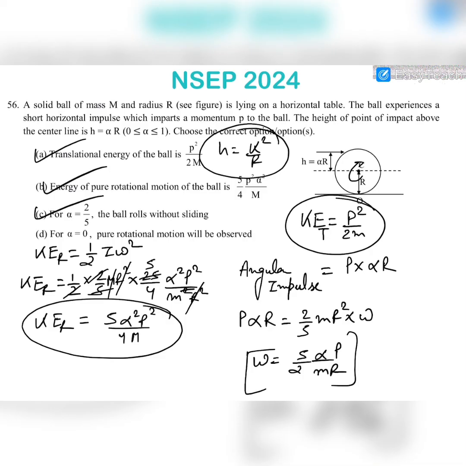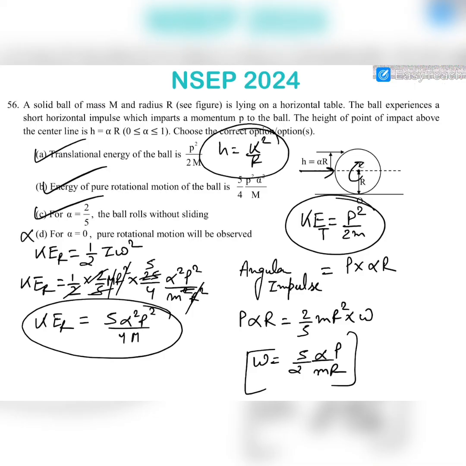And if alpha is 0, then pure rotational motion will be observed? You can see that if alpha is 0, then you are applying this impulse on this line. So if impulse is applied on this line, then there will be no angular impulse produced about the center, or no torque is produced about the center. Therefore, it will not rotate, and it will only translate, because we cannot assume friction. So pure rotational motion will not be observed if alpha is 0. So D option is incorrect. So the only correct answers are A, B and C.